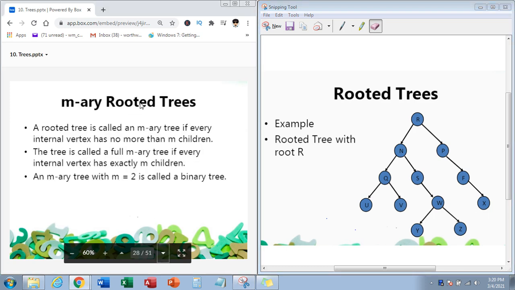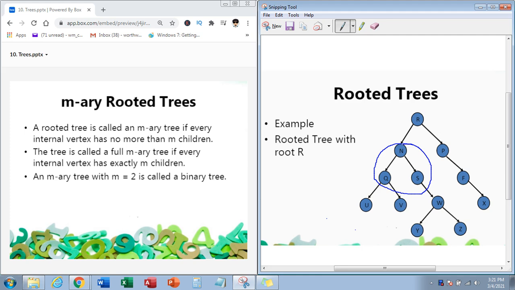What are m-ary rooted trees? A rooted tree is called an m-ary tree if every internal vertex has no more than m children. So m children means more than two. A tree is called a full m-ary tree if every internal vertex has exactly m children. So like this, exactly, it is an m-ary tree.